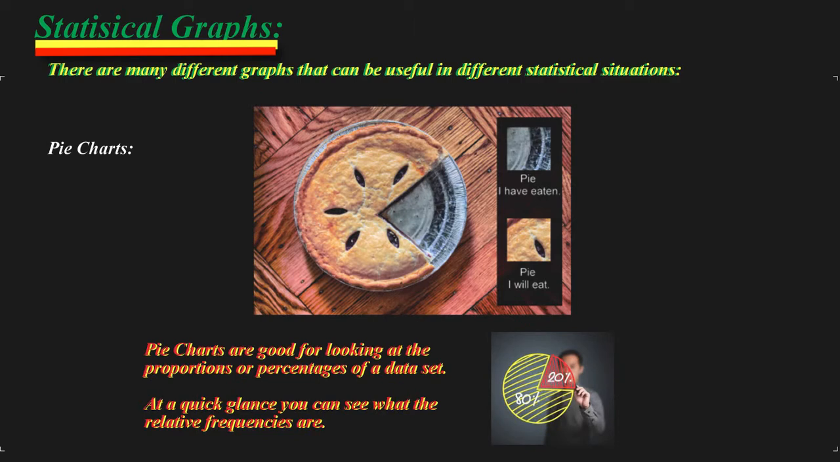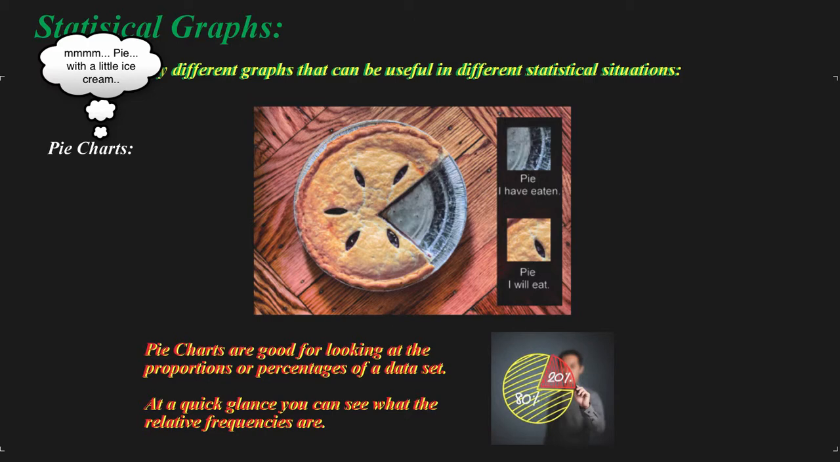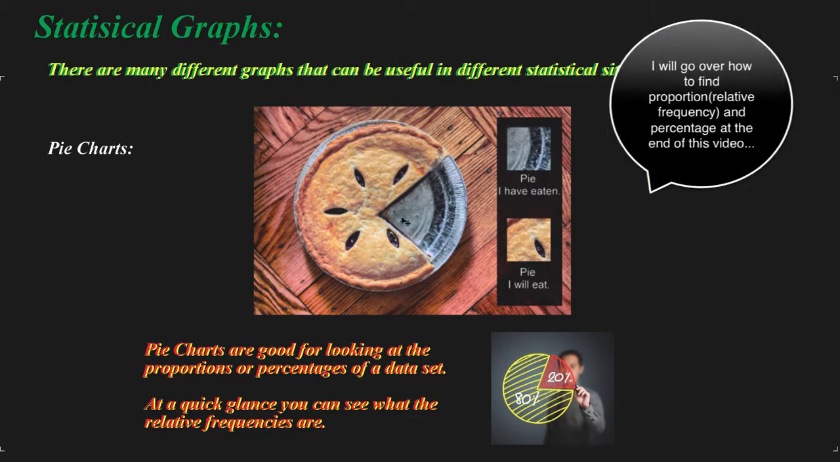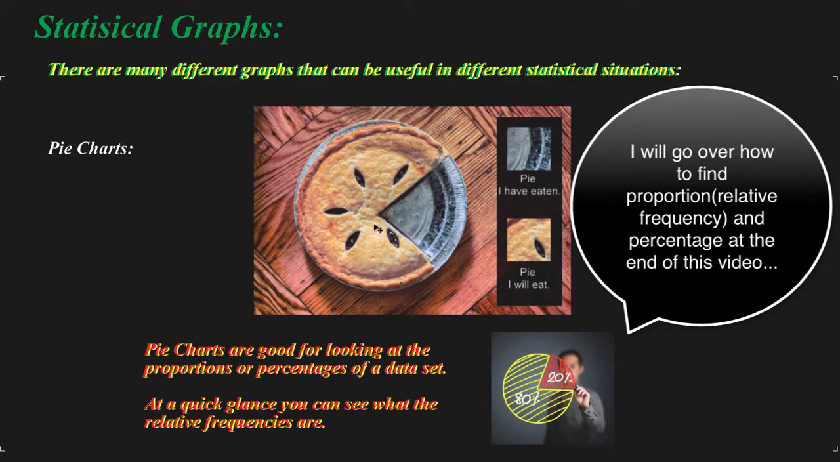Alright, so the first type of graph that you might encounter is a pie chart. Okay, and this is the amount of pie yet to be eaten, and that's the amount of pie I have eaten. Actually, it would probably be the other way around in my situation. But what we're looking at here is division of a whole, a proportion or a percentage.